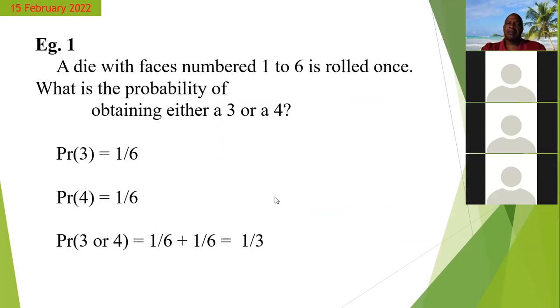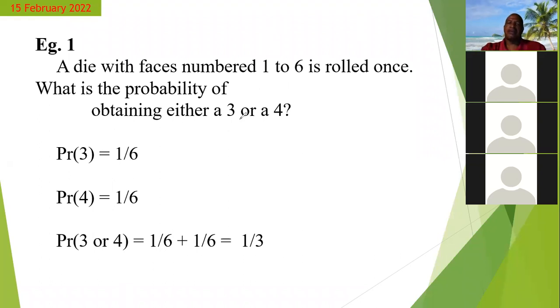Now, this is an example of a mutually exclusive event. A die with faces numbered 1 to 6 is rolled once. What is the probability of obtaining either a 3 or a 4 in a single roll? We know that we can't get a 3 and a 4 at the same time. We can get either a 3 or a 4. When they ask what's the probability of a 3 or a 4, the keyword there is "or", which tells you that the event is mutually exclusive.